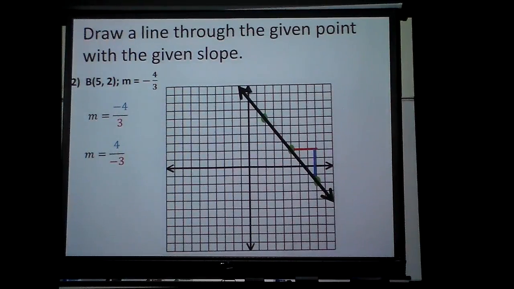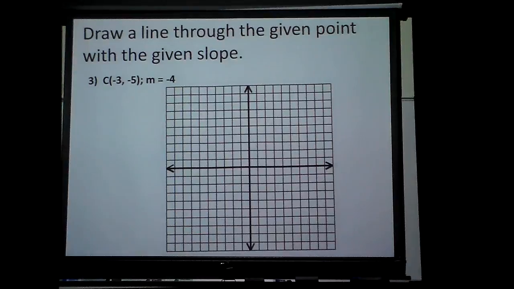All right. Generally, I put it with the top number and keep going, but you can put it with either one. But don't put it with both, because if you put it with both, that would make it then a positive. So let's try this one. C is at negative 3, negative 5. Okay. But the slope's negative 4. Well, how do I do that?